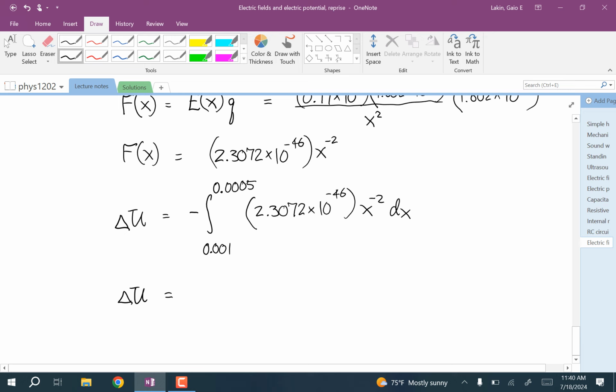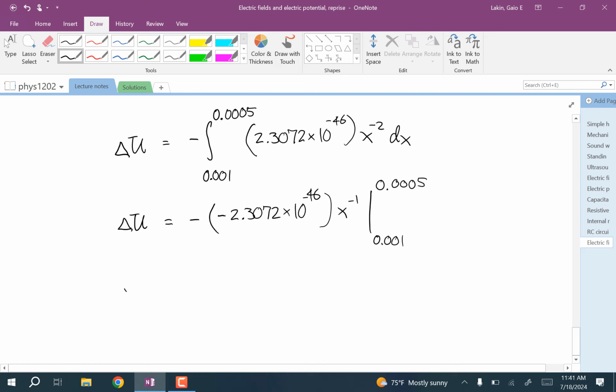And so what we get here is the negative from outside the integral times the negative that we get from the integration, negative 2.3072 times 10 to the minus 46 times x to the minus 1 power. So you could think of it as this constant divided by x. And we're evaluating it from 0.001 to 0.0005.